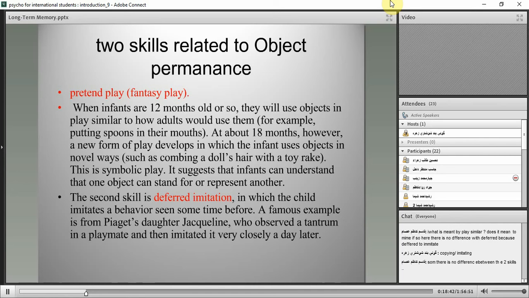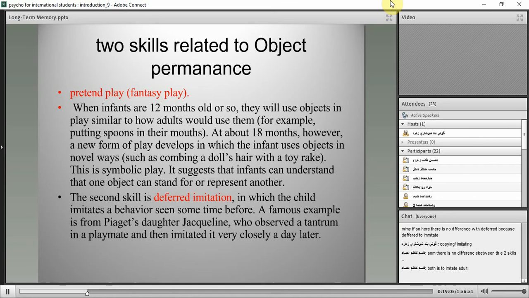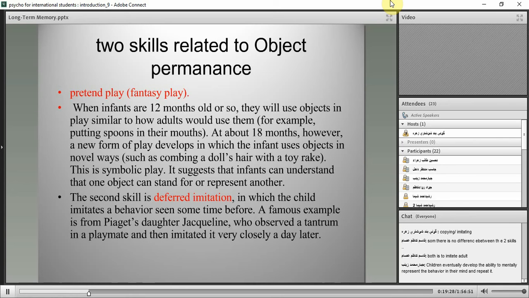No difference between the two skills, right? In pretend play, it is related to the use of objects, such as a comb, a spoon, etc. But in deferred imitation, which is the second skill, the child imitates a behavior seen sometimes before. As I gave you the example, the baby girls imitate their mother's way of walking by wearing her shoes, or their mom's cooking.